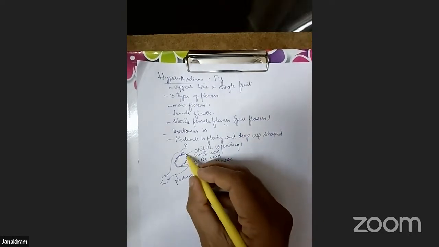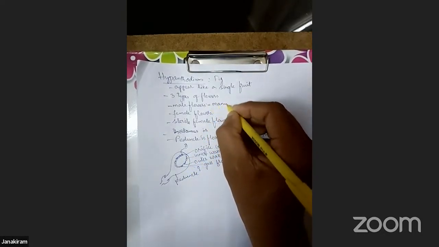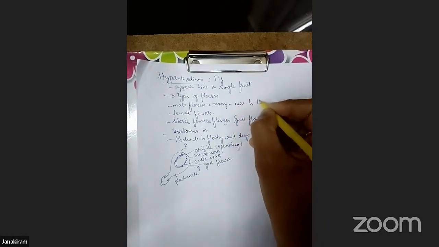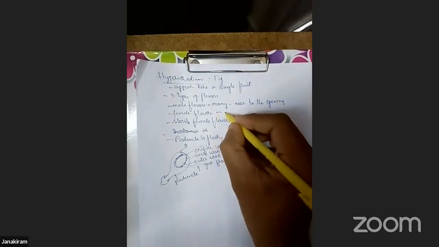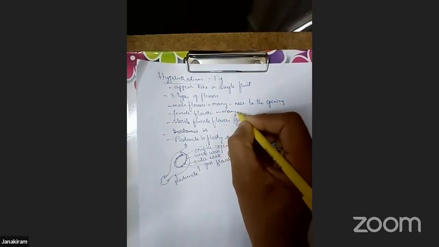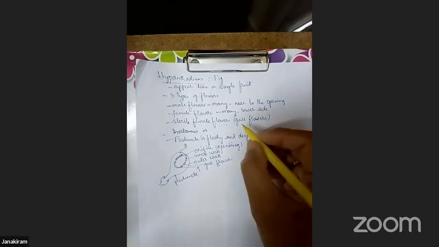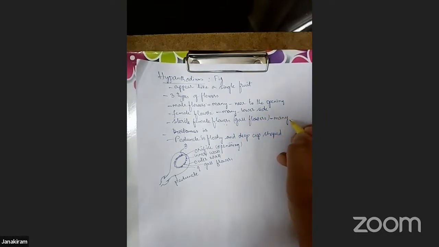So male flowers are near to the orifice. Okay, male flowers are many, and they are near to the opening. Whereas female flowers are also many, they are present on the lower side. Whereas sterile flowers are also many, which are present between male flowers and female flowers.